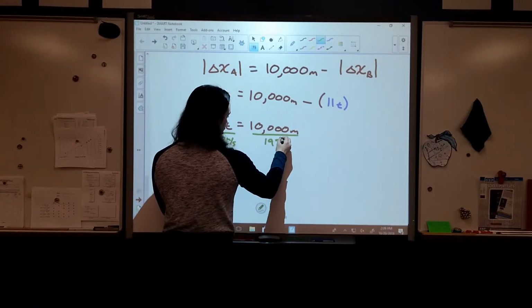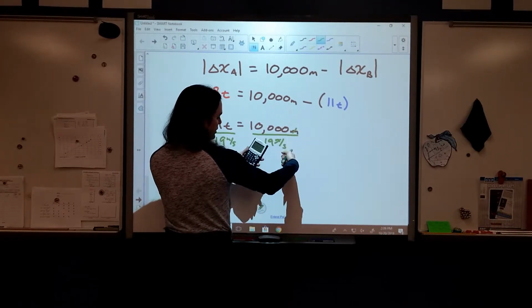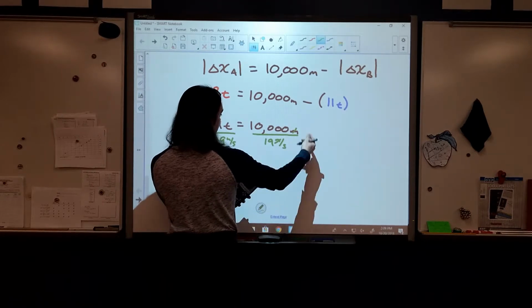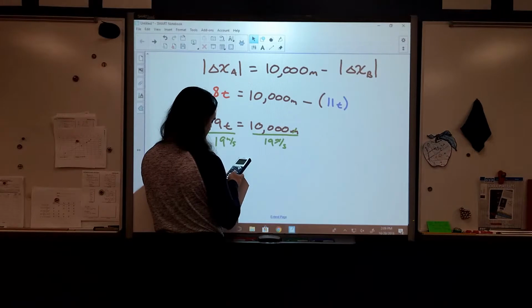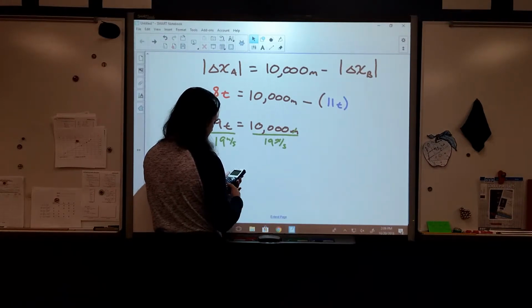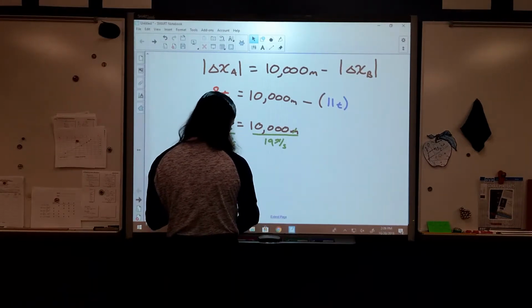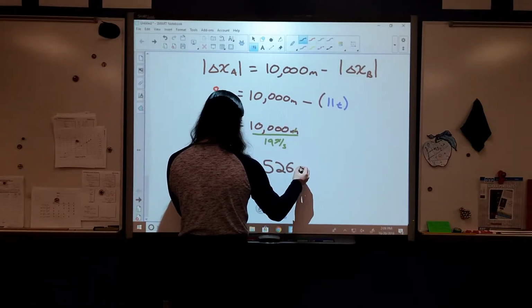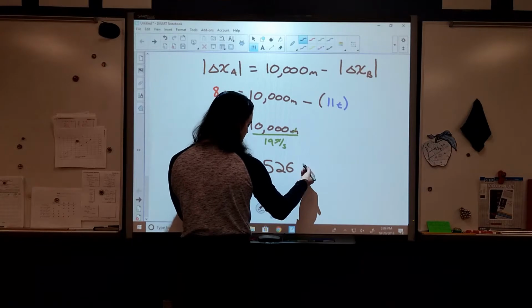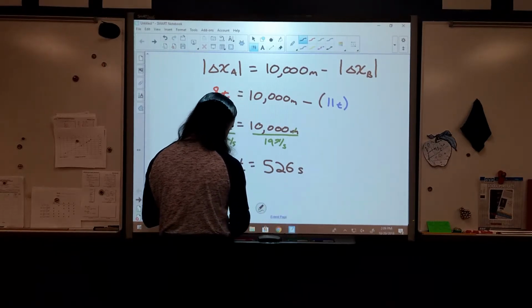19 meters per second. Our meters are going to cancel out, and we have seconds in the denominator, so it flips up into the numerator. So I'm going to take 10,000 divided by 19. And I find that the time it's going to take for these two people to meet up is 526.3. I'm just going to keep it 526 seconds.